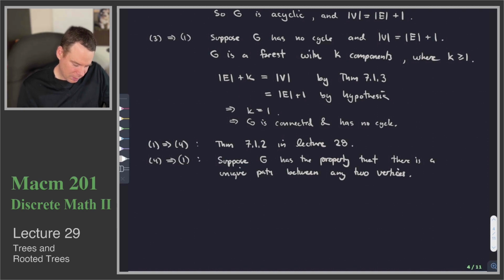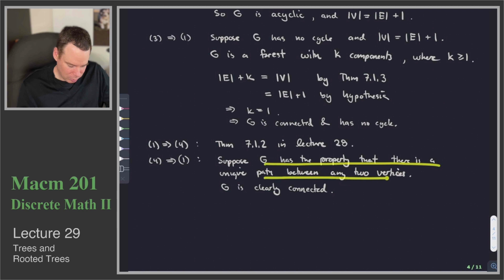Well, this already tells me that it's connected, because this tells me actually an even stronger condition. It tells me there's a unique path between any two vertices. But even if I ignore the word unique, it says that G has the property that there is a path between any two vertices. So G is connected. G is clearly connected. I have to say clearly in this case, because it tells me right there it's connected.